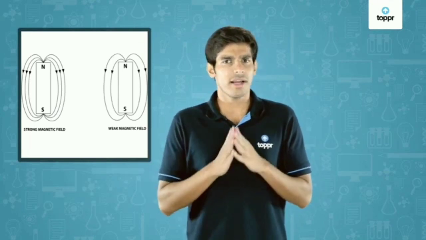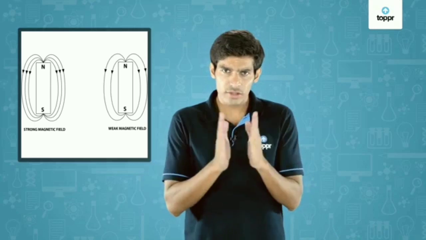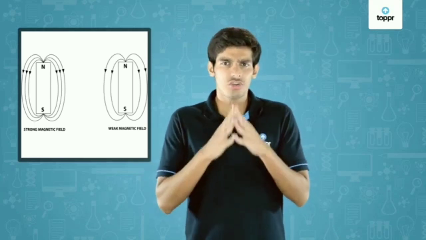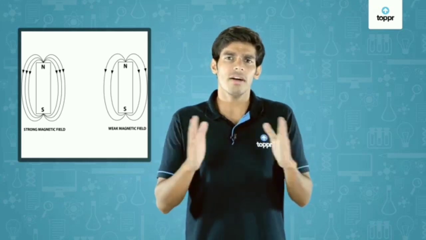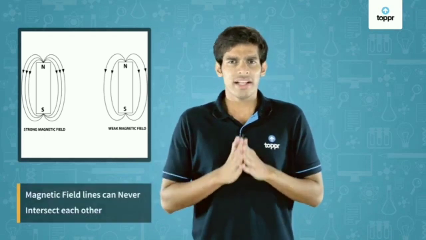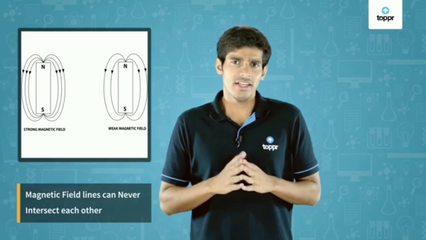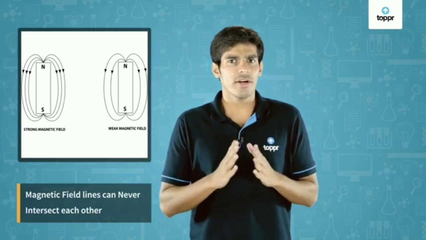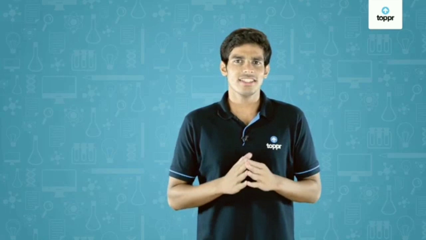The relative strength of a magnetic field is estimated by how close the field lines are to each other. If the field lines are really close, it indicates a strong magnetic field. On the other hand, if the field lines are far apart, it indicates a weaker field. Also, magnetic field lines can never intersect each other. If they do intersect, and we keep a magnetic compass at that point, we would get two different directions, which is not possible. So let us quickly recap what we learned in this lesson.